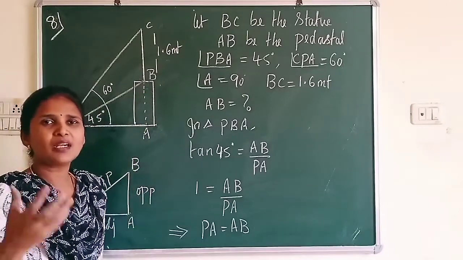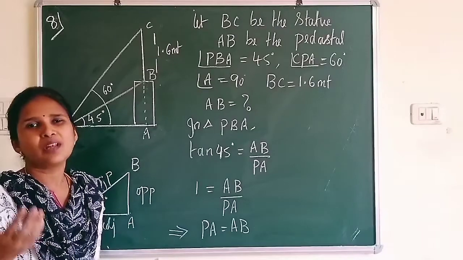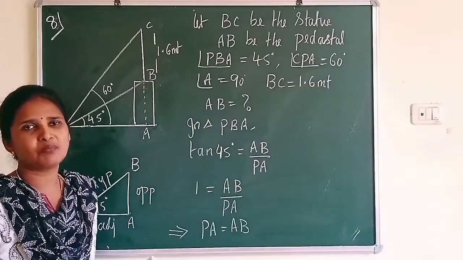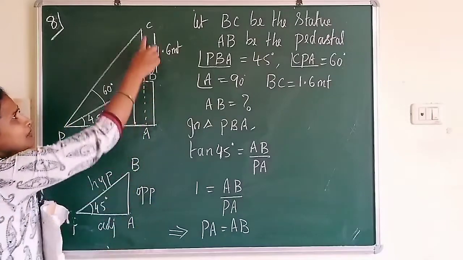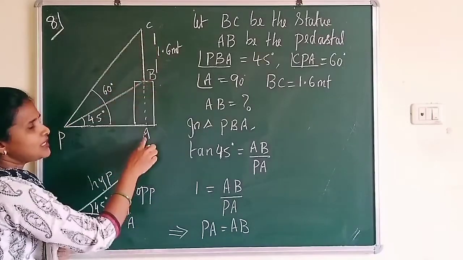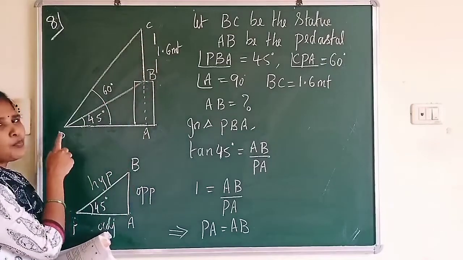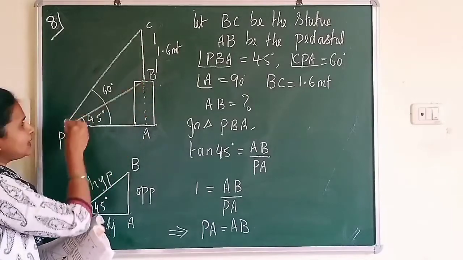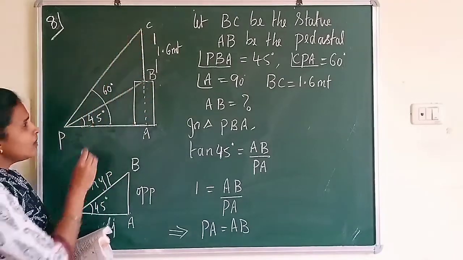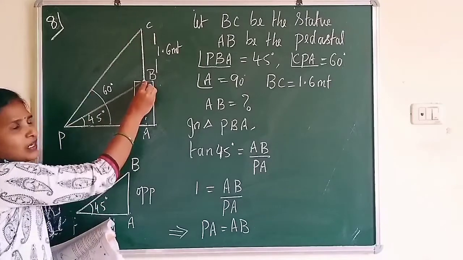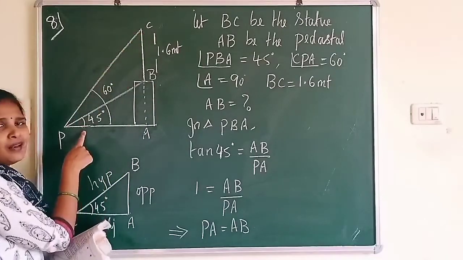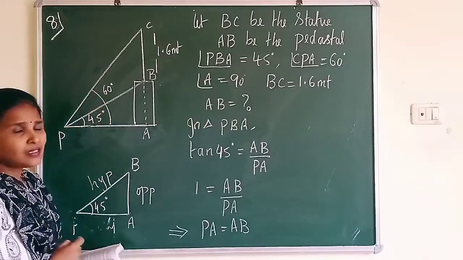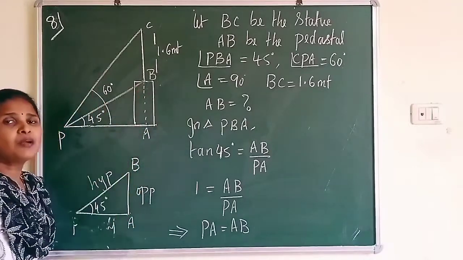So whenever you look at any statues in your city, statues will never be on the ground. So it will be on one base. That base of the statue is nothing but pedestal. So this BC is the statue, AB is the pedestal, and P is a point where you are observing. What you are observing? So you can see PB is one line of sight and PC is another line of sight. You are observing from P to B and P to C with an angle 45 degree and 60 degree respectively. So what is he asking? He is asking to find the height of the pedestal.